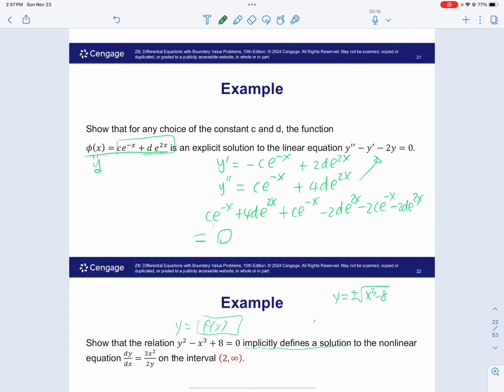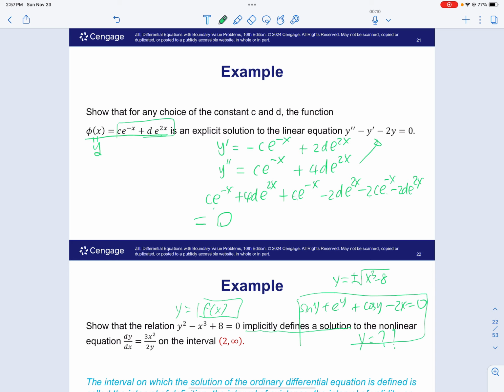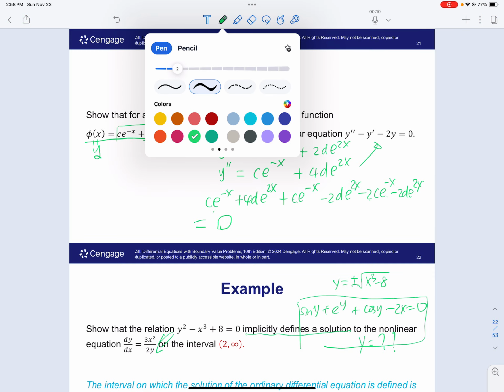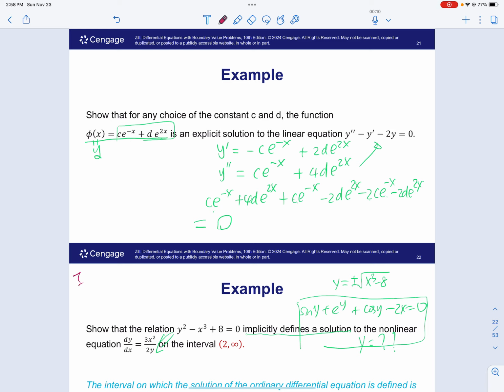But if I give you a function like sine y plus e to the y plus cosine y minus 2x equals 0, could you find y easily? Not really, yeah? This is too hard. Are you guys with me? This is too hard. Yeah, so this is called what? Implicit solution. Yeah, implicit solution. How could we solve an implicit solution? Does this remind you of something? What should we do? Two words. What should we do? It's called what? Implicit what?